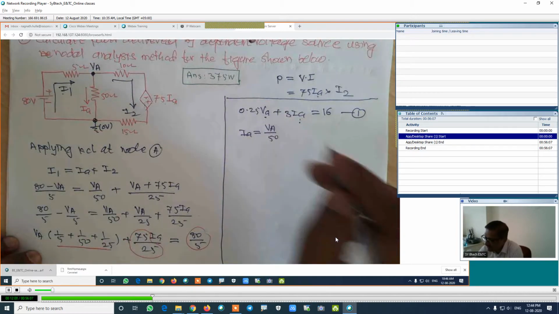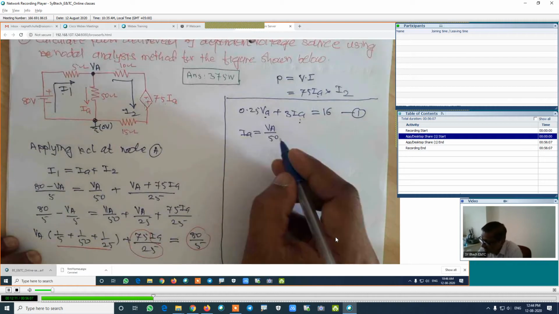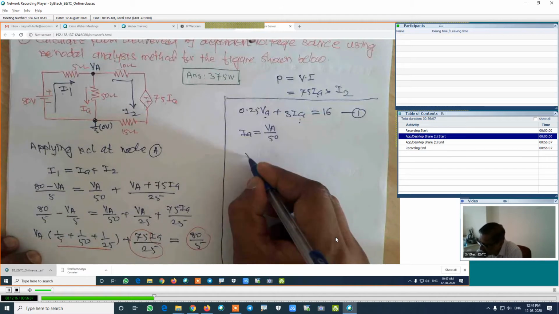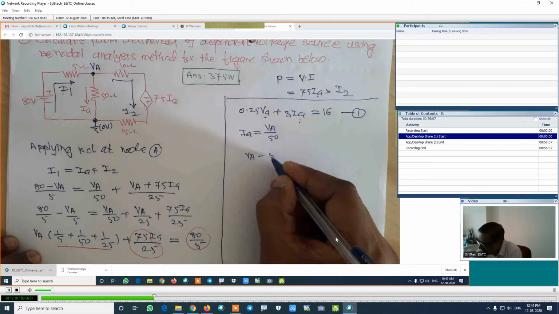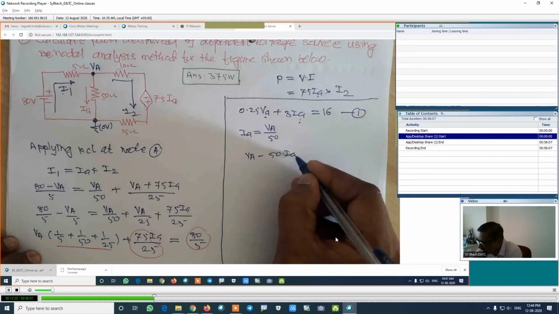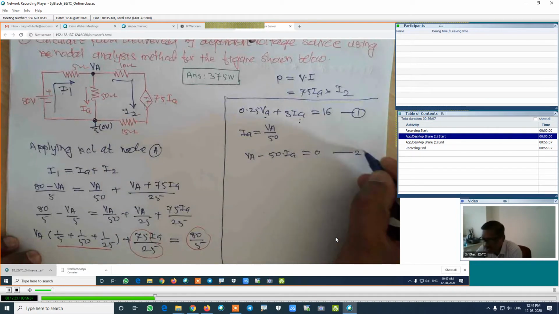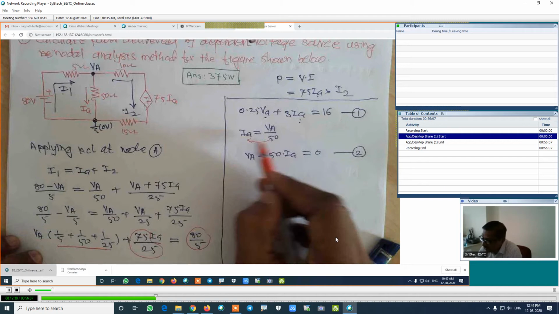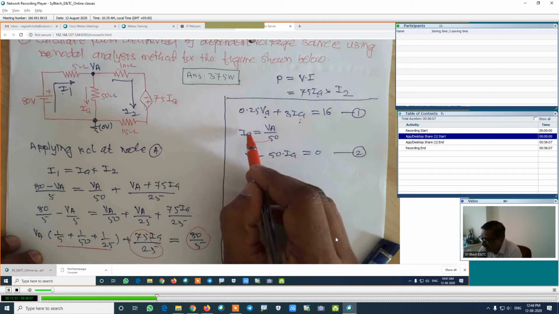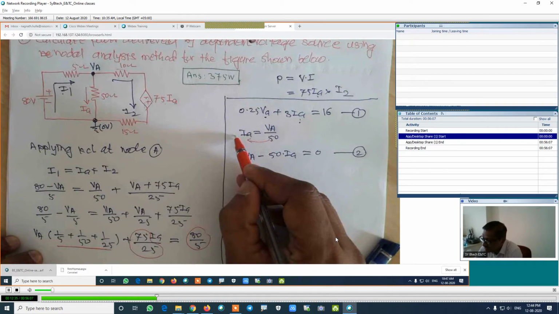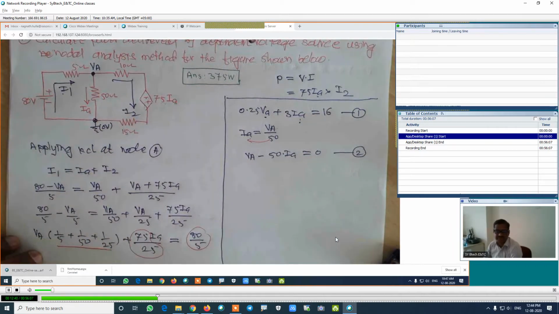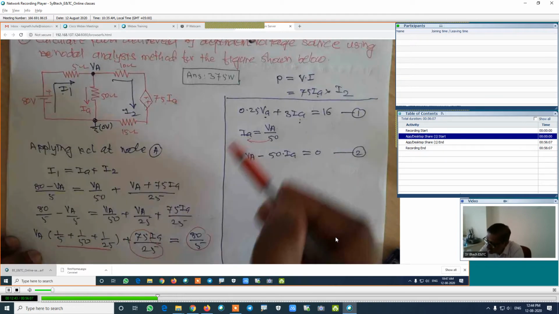If we simplify this equation, it will be VA minus 50 into IA equal to 0. This is equation number 2. Are you getting what I have done? I have shifted VA to the other side, so it will be 50 into IA, and on this side it will be 0. VA minus 50 into IA equals 0. Now we have two equations and two unknowns.